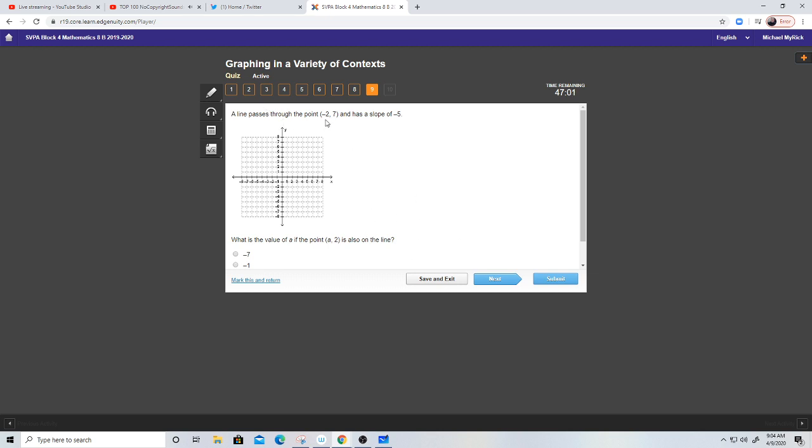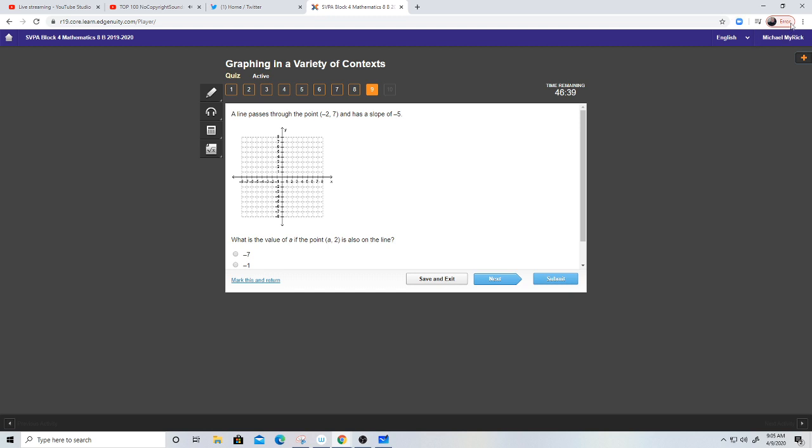All right, a line passes through -2, 7. It has a slope of -5. What is the value of point A, (2)? So, again, a scrunched up tool. -2, 7's up here. And then a slope of 5. All right. That's really tiny.